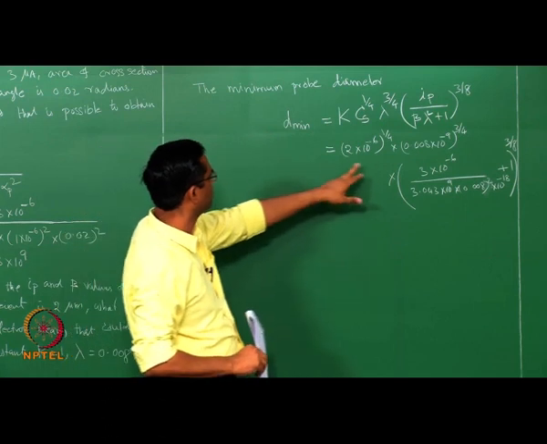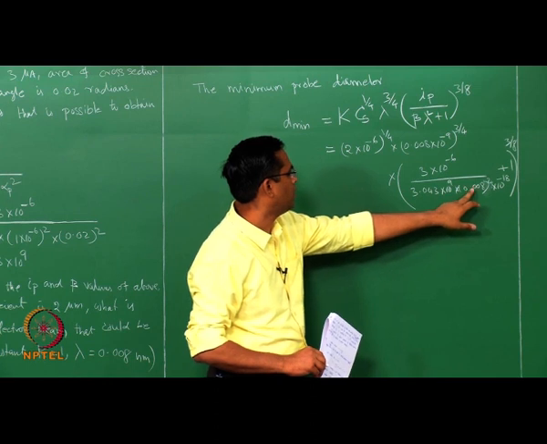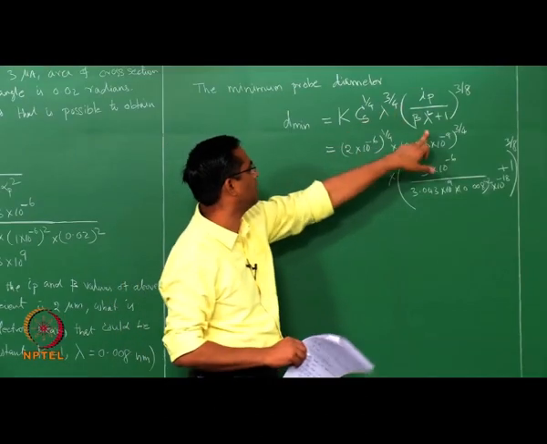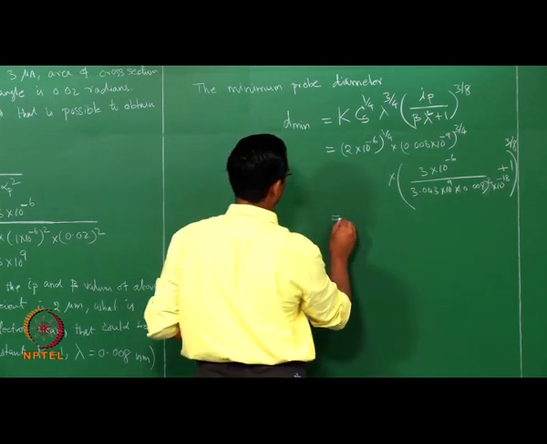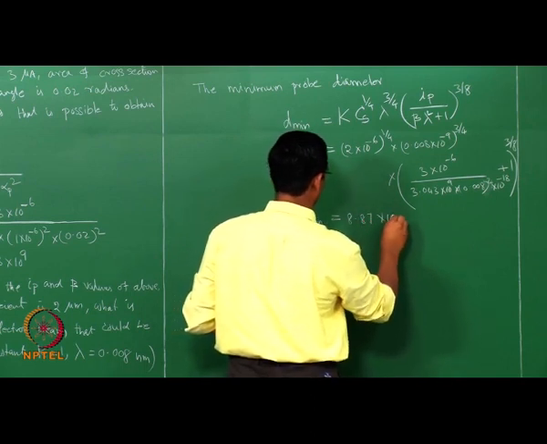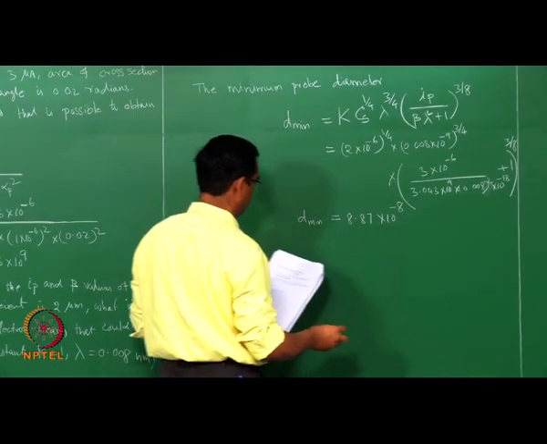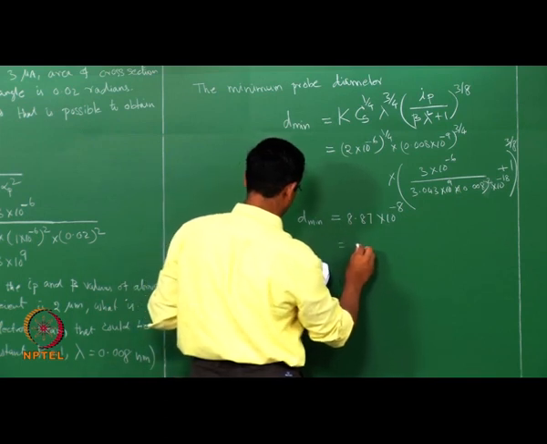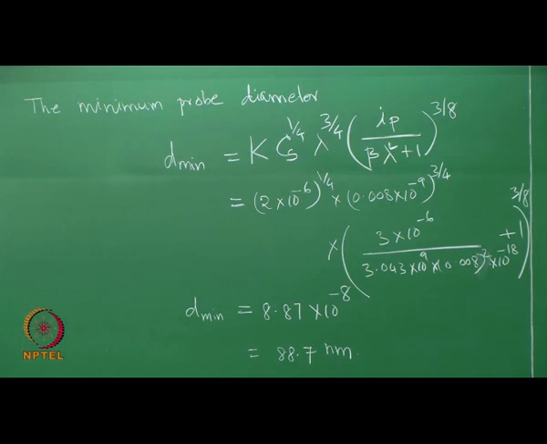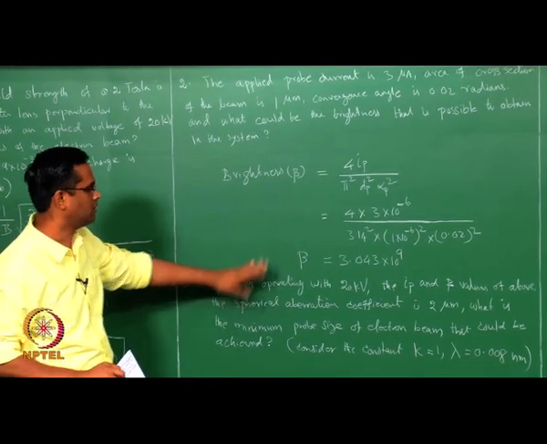This is a simple substitution here. So, 3 into 10 to the power minus 6 divided by 3.043 into 10 to the power 9 into 0.008 square multiplied by 10 to the power minus 8, plus 1, to the power 3 by 8. We substitute this, and you get d minimum equal to 8.87 into 10 to the power minus 8. I request you to check this with your own calculator, or we can simply say 88.7 nanometer. This is the final minimum probe size you can get if you have the SEM operating parameters in this range.